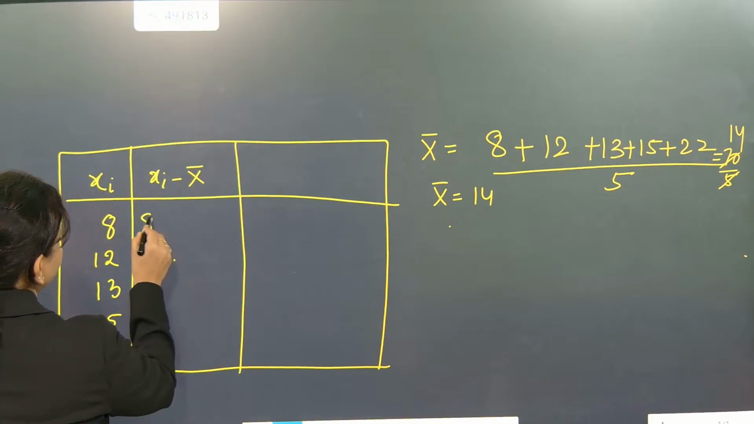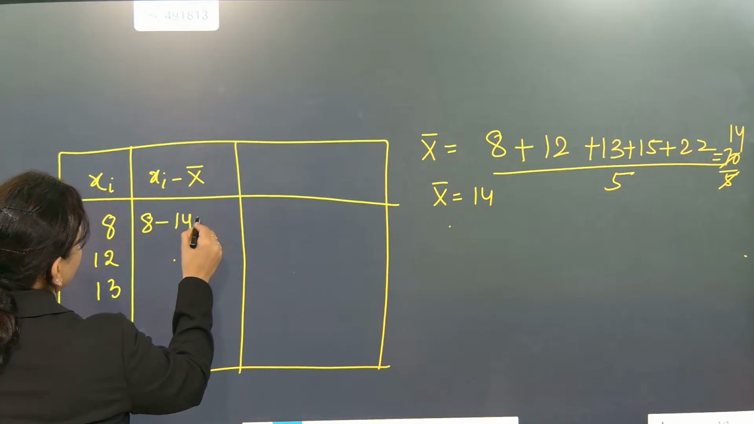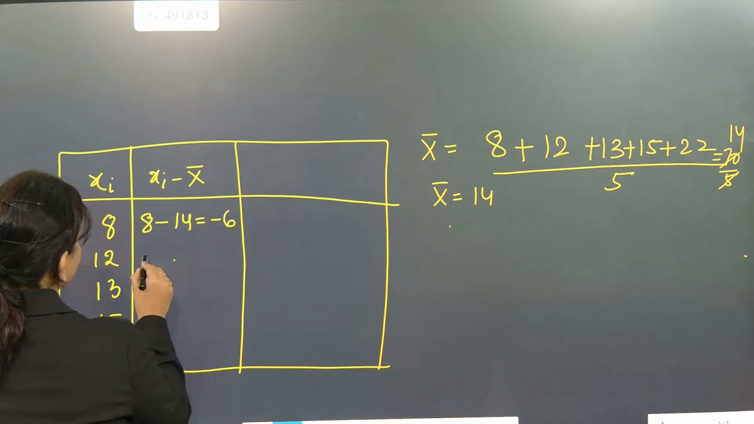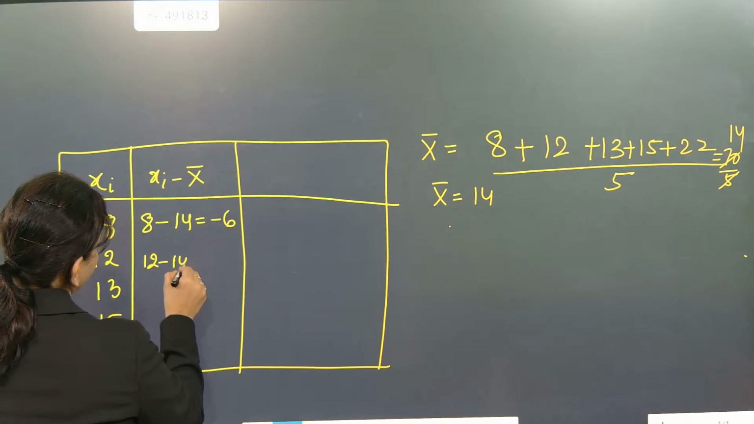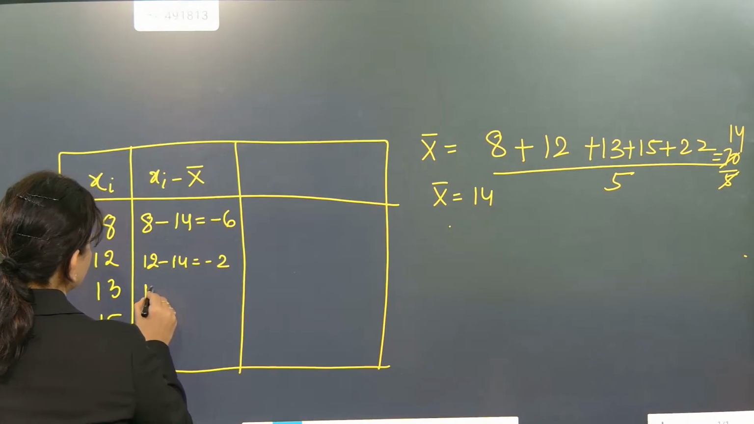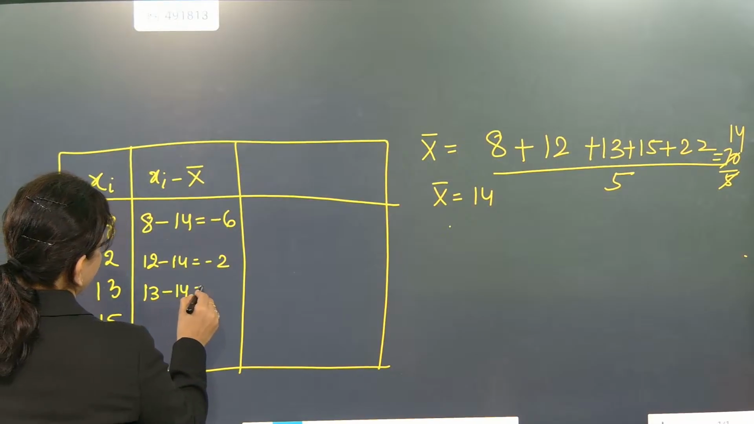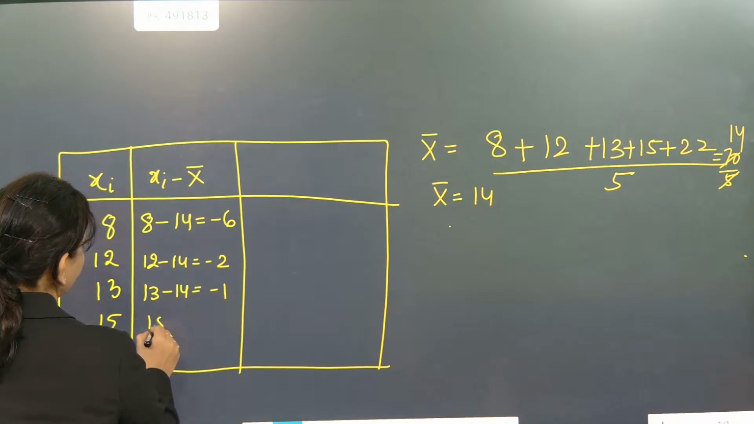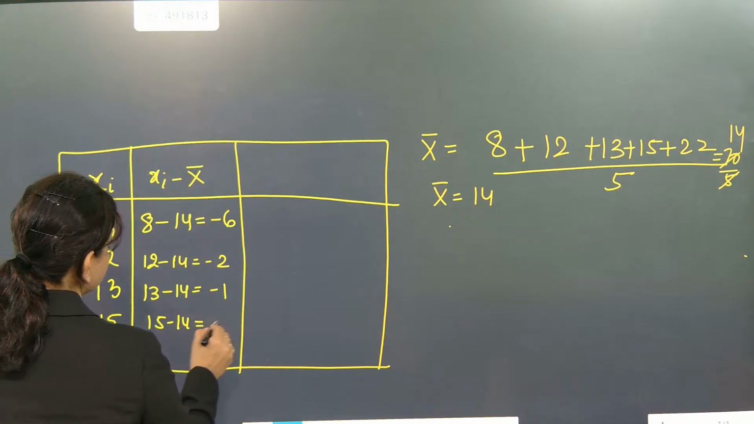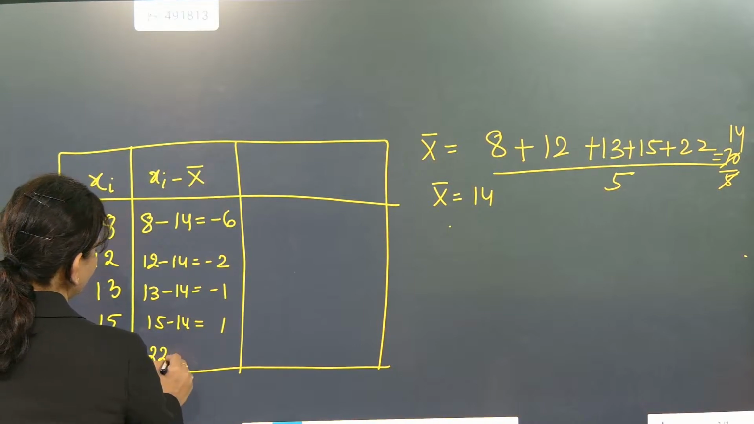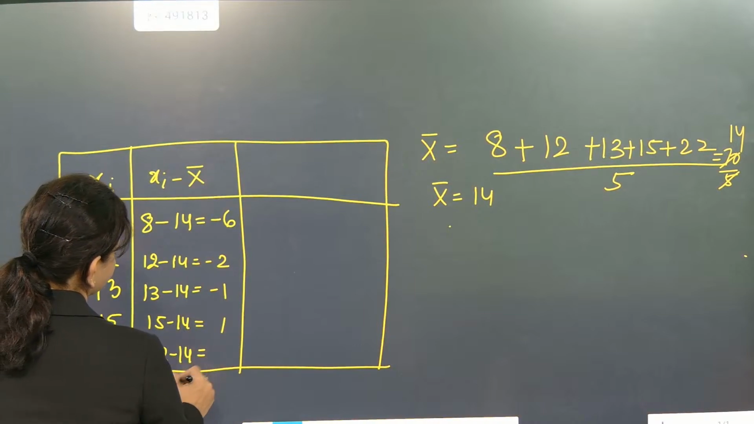So here 8 minus 14. What will it become? Minus 6. 12 minus 14, minus 2. 13 minus 14, it will become minus 1. 15 minus 14, it is coming as 1. 22 minus 14.